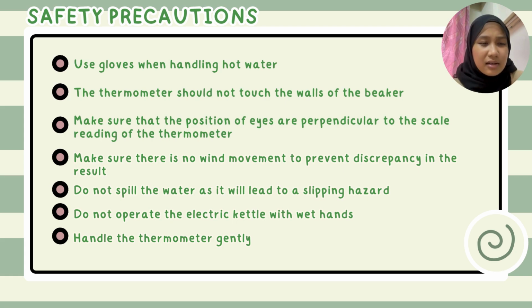And then the next one is make sure there is no wind movement to prevent disparity in the result, also to make sure that the result that we take is accurate. And do not spill the water as it will lead to a slipping hazard. We don't want anyone to get injured or harmed in the lab. And then do not operate the electric kettle with wet hands, basically to prevent any electric shocks. And then the last one is handle the thermometer gently, because we don't want the thermometer to break.